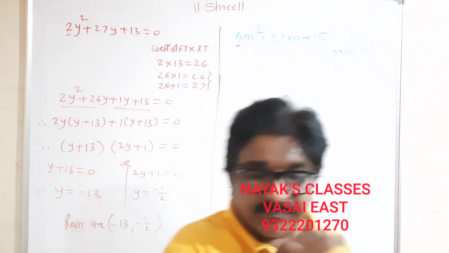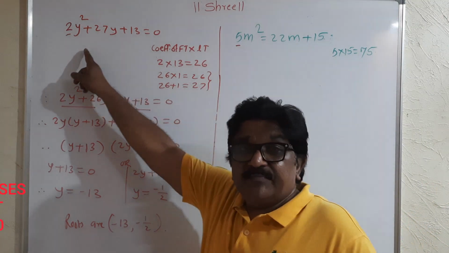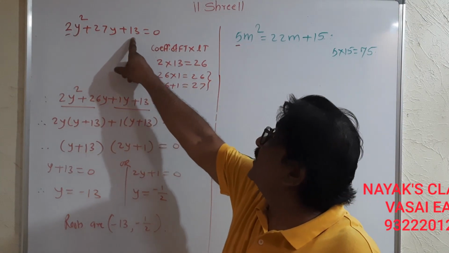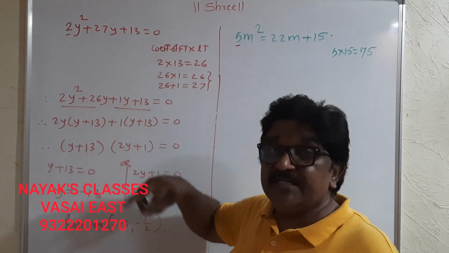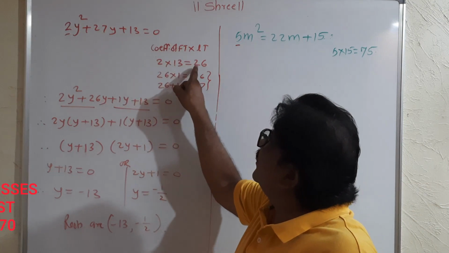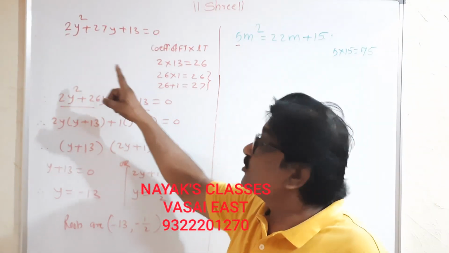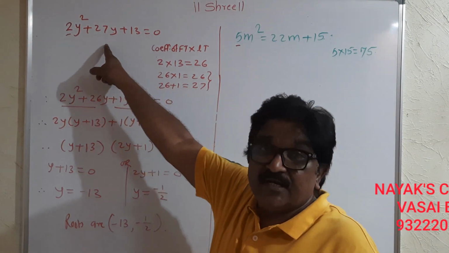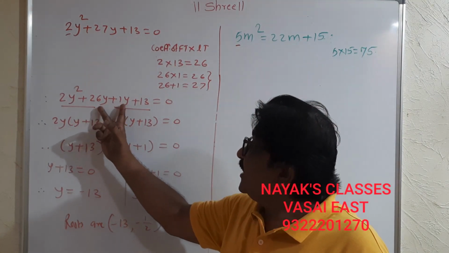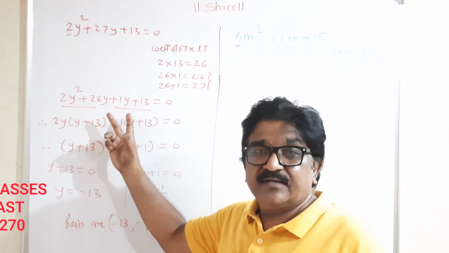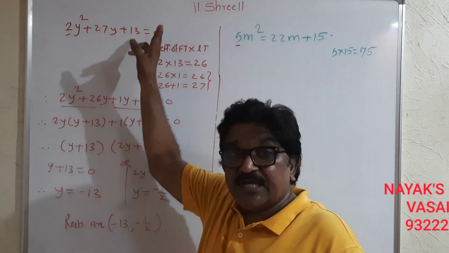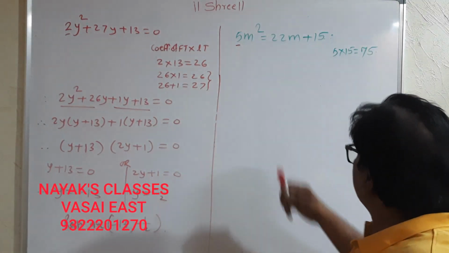So once again I am repeating. The first term is not having coefficient 1. So the coefficient of first term into last term gives us 26. Split that 26 in such a way that the product must be the number got from multiplying the numbers and the sum must be the middle term. So it is 26 ones. This is also splitting the term, but we are splitting the number by getting first term coefficient into last term. Clear?